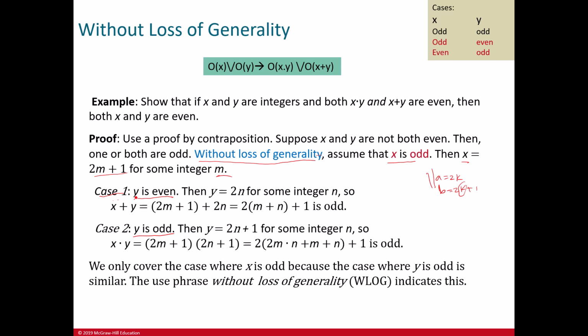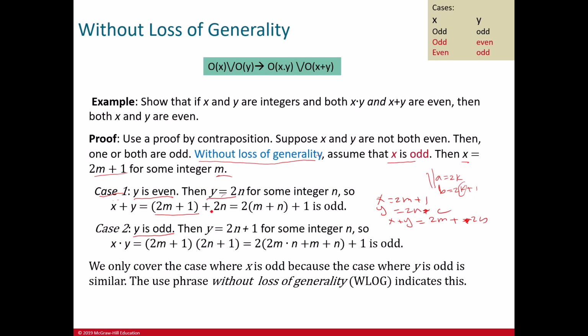Anyway, now we have Y is even, and because it is even, it is equal to 2 times n, where n is some integer. Now when we add X and Y, remember X equals 2m plus 1 and Y equals 2n. When I add them, X plus Y is equal to 2m plus 1 plus 2n. You can see it here.